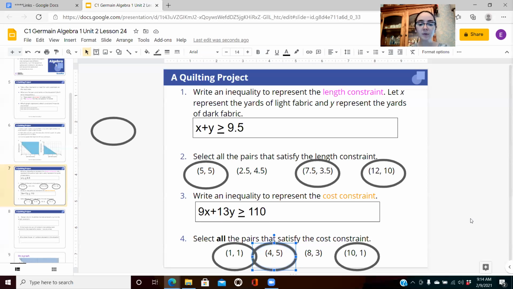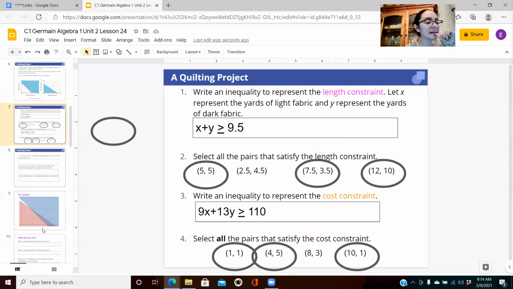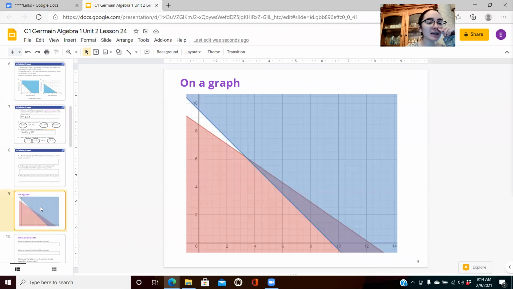Okay. Awesome job. Take a second to circle these correct answers if you did not get a chance to before. And then we're going to move forward to the last little bit of this. Okay. So first I want to look at slide number 9. This is a graph of both of these inequalities graphed on the same grid. What do we notice about this graph here?